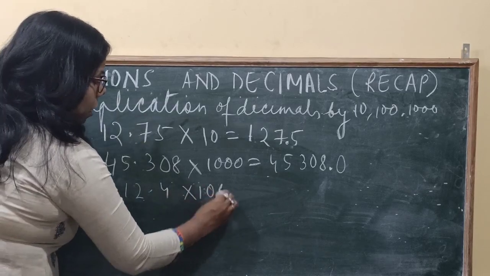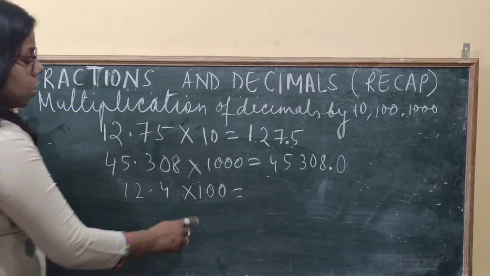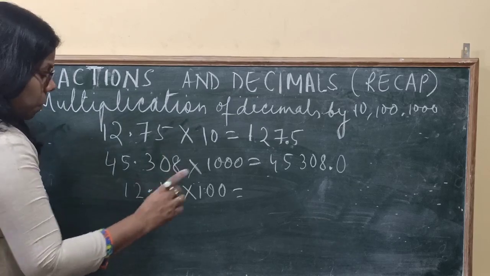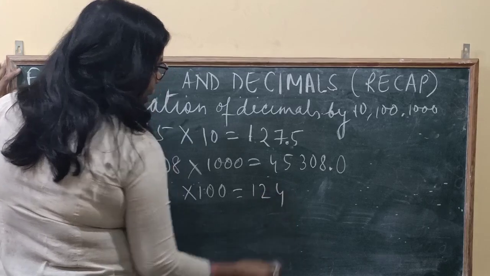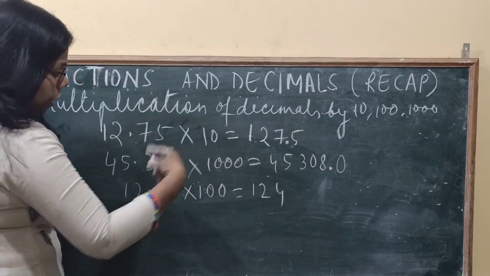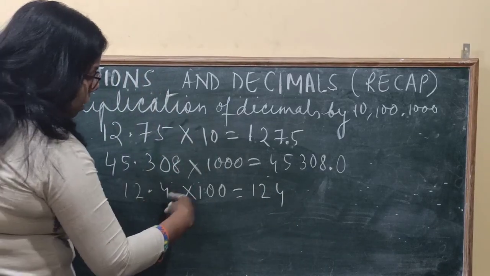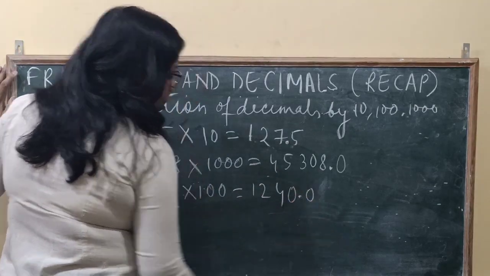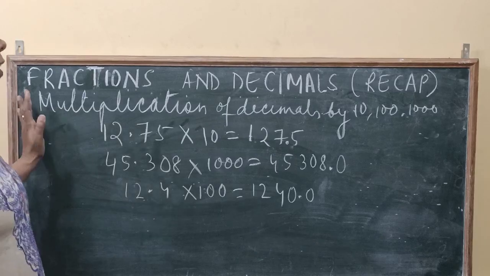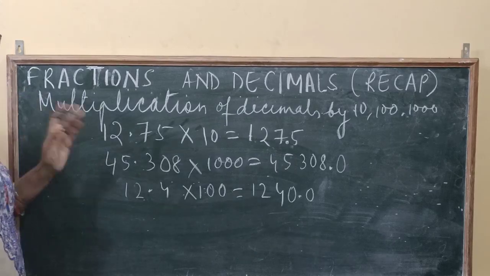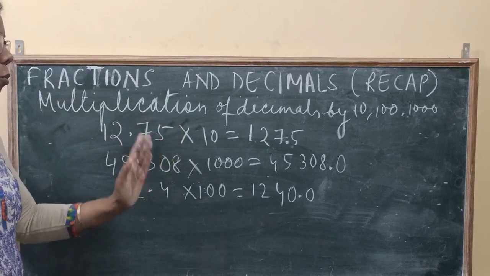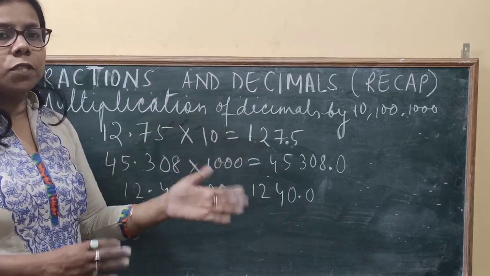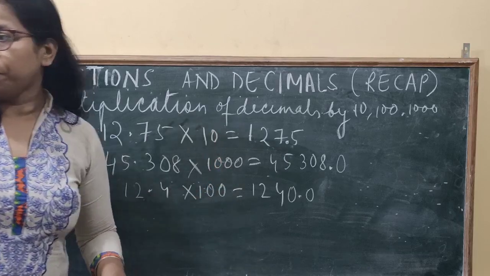12.4 multiplied by 100. 100 has 2 zeros, but see here, after the decimal only one place is there. So what do we do? We write it like this and shift it 2 places. Now one place is this, for the other place I will put a 0 and write like this. So this is multiplication of a decimal by 10, 100 or 1000 or something like this. When you have to shift it, you have to shift it as many places as the number of zeros following 1.